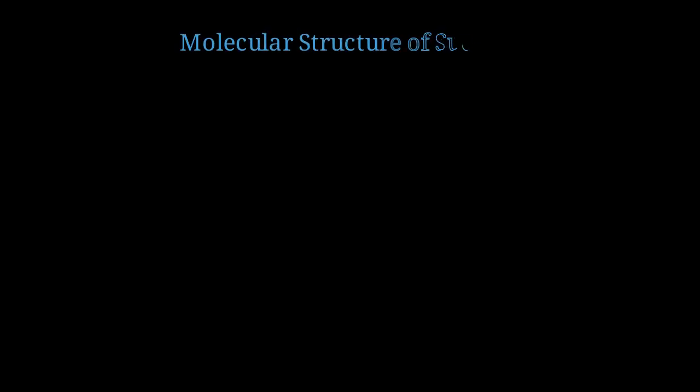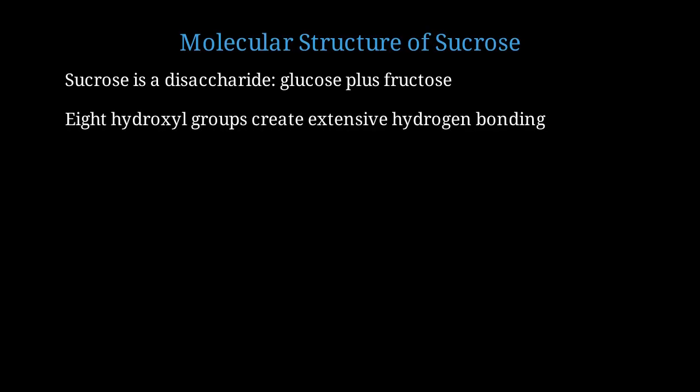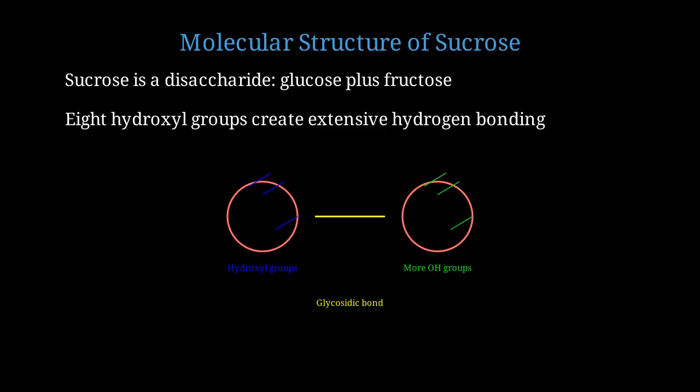Let's briefly examine the molecular structure of sucrose itself, because its chemistry determines all these properties. Sucrose is composed of one glucose unit and one fructose unit connected by a glycosidic bond. The molecule has 8 hydroxyl groups. These create extensive hydrogen bonding networks, both with water and with other sugar molecules. The hydroxyl groups are shown here. They're responsible for sucrose's high solubility in water and its ability to form hydrogen bonds in the solid or glassy state.